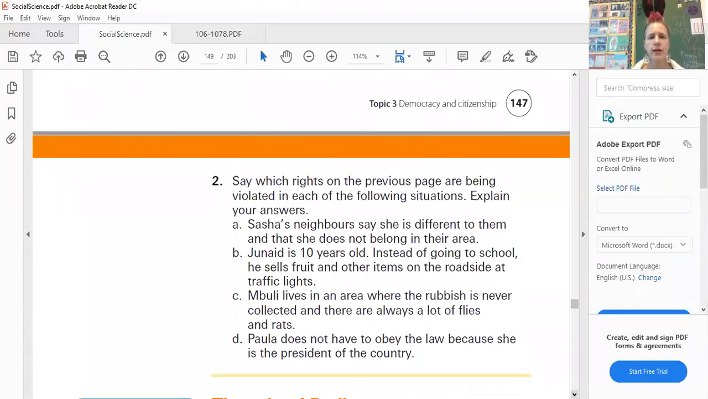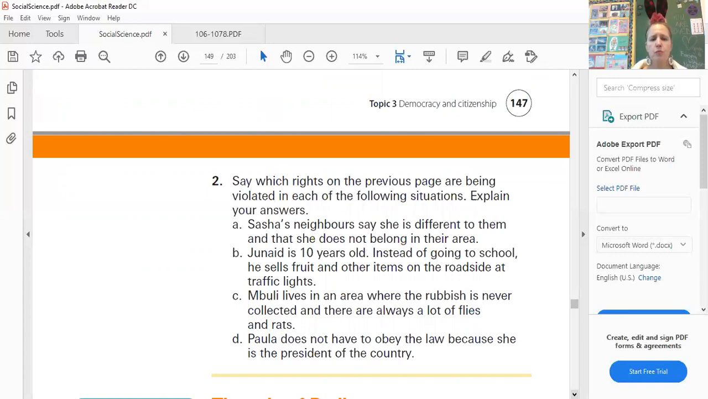Then I'll read the other 3 and I'm not going to help you with these. You're going to answer them yourself. Junaid is 10 years old. Instead of going to school, he sells fruit and other items on the roadside at the traffic lights. Robots, babies, robots. Okay, so what rights are being violated when this poor 10-year-old is on the street? Okay. C. Mbuli lives in an area where the rubbish is never collected and there are always a lot of flies and rats. You can imagine how smelly, how dirty, how unclean. Okay, name the rights that are being violated there.